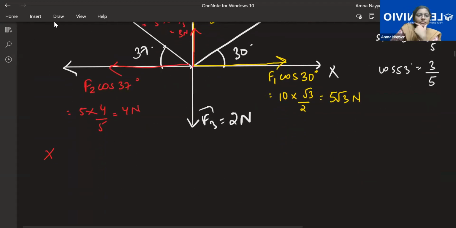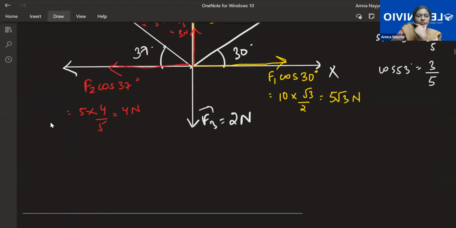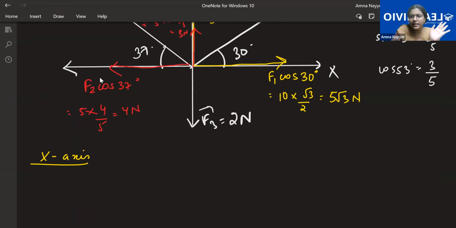Let me talk about the x component. X-axis. I am getting the net force along the x-axis. So how many forces are there along the x-axis? 2. F1 cos 30 and F2 cos 37. The rest of the forces are not along the x-axis. And both are in the opposite direction. It's like this is 4 Newton and this is 5 root 3 Newton.